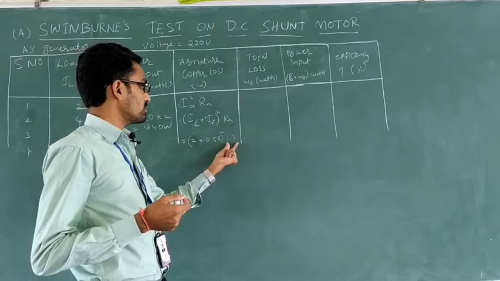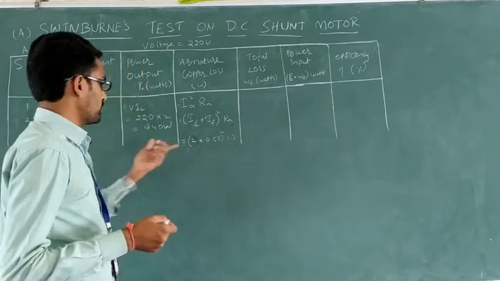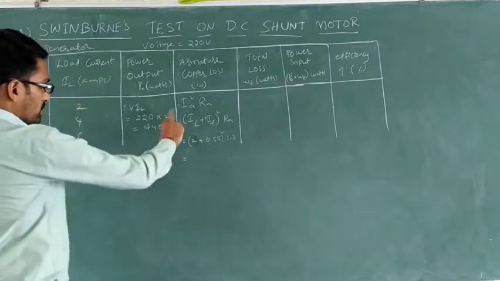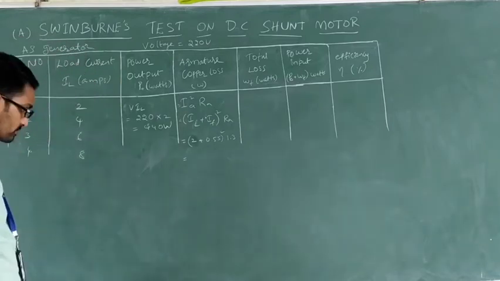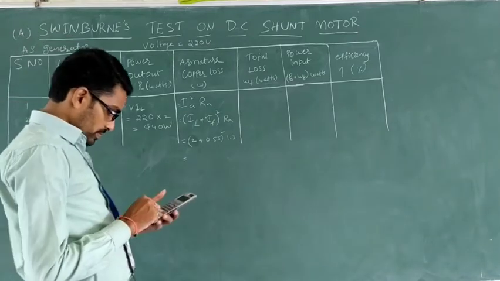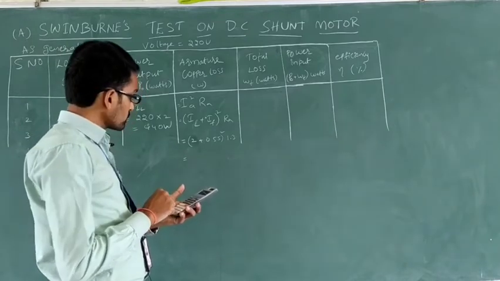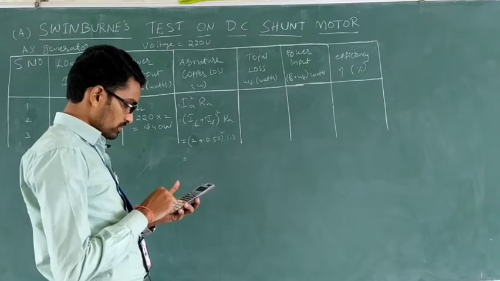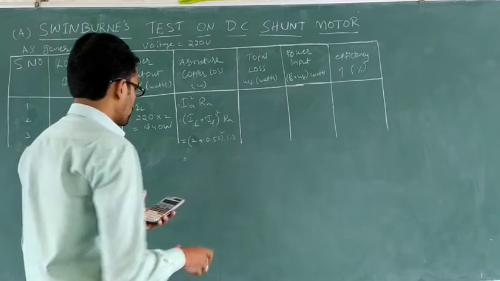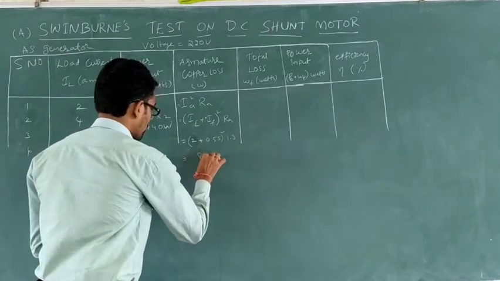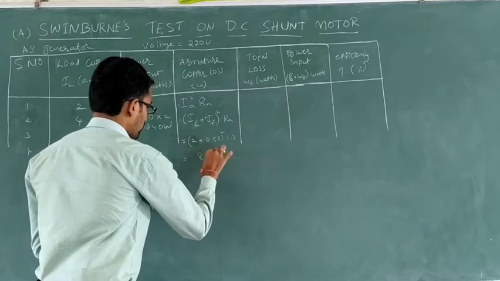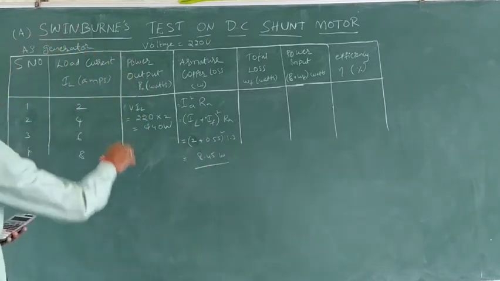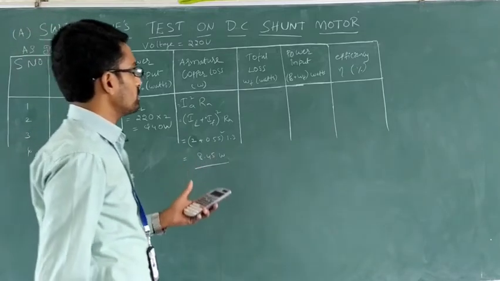So that is 1.3 ohms. If I substitute those values, you are going to get Ia square Ra, that is (2 + 0.55) whole square into 1.3. So that value is 8.45 watts. This is the armature copper loss for the first value, that is IL.